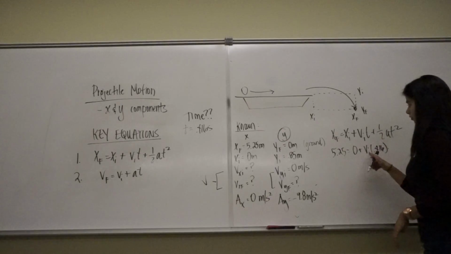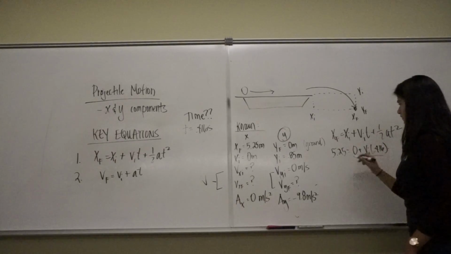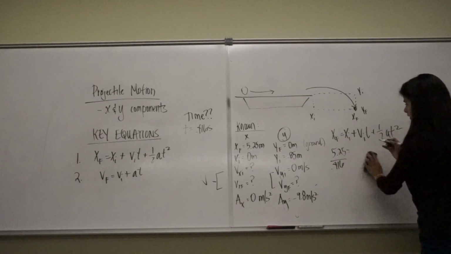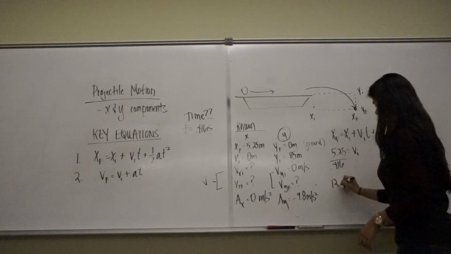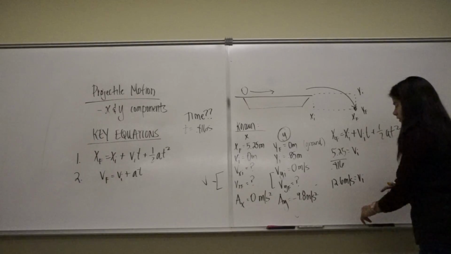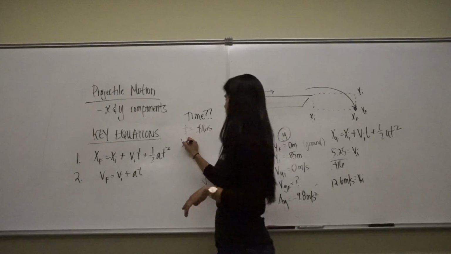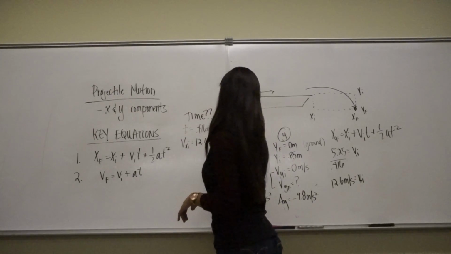So now we're going to solve for V initial. I'm going to divide both sides by 0.416. This is going to equal VI. And I believe this is 12.6 meters per second, which is VI. Okay? Vx, so I'm going to write this over here. Vxi equals 12.6 meters per second.